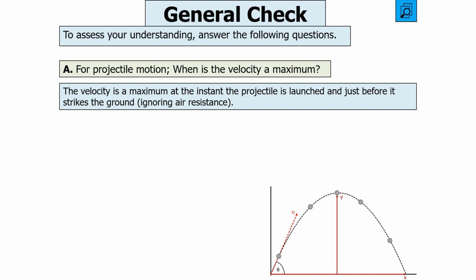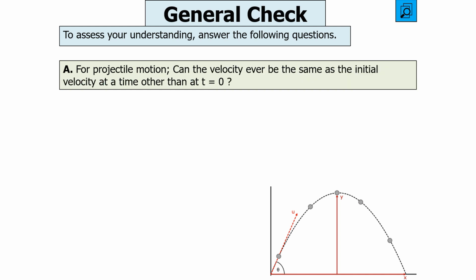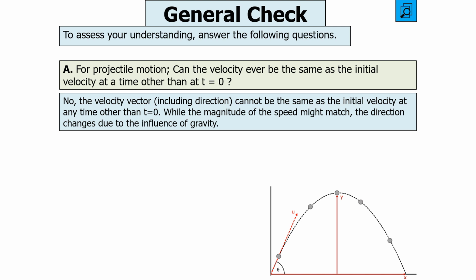Now for projectile motion, can the velocity ever be the same as the initial velocity at a time other than t equals 0? So pause the video now, then unpause the video when you want to go through your answer. No, the velocity vector, including direction, cannot be the same as the initial velocity at any time other than t equals 0. Whilst the magnitude of the speed might match, the direction changes due to the influence of gravity.